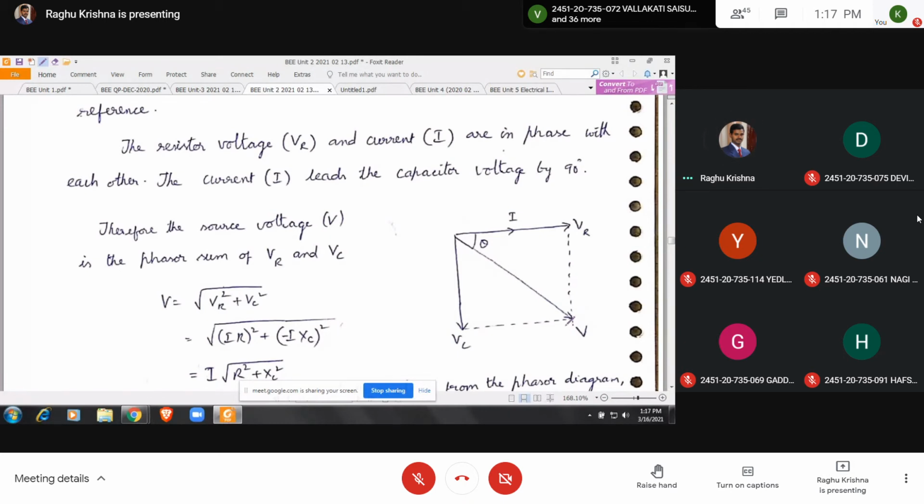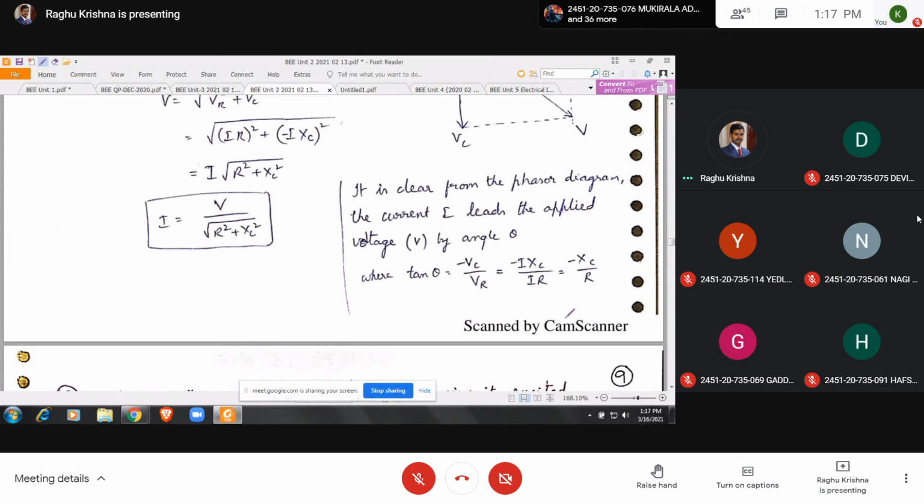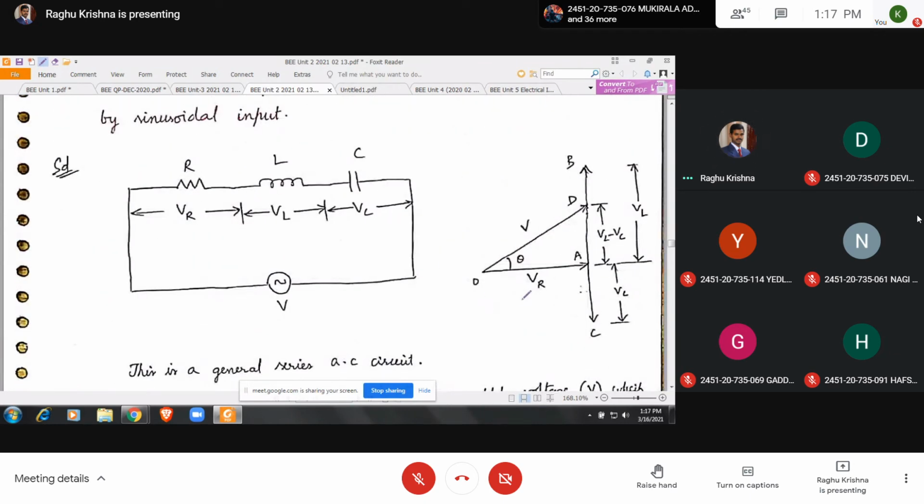Now, if you have RLC, then what happens? Suppose VL is greater than VC, then you are going to get the phasor diagram like this. Is it clear? Here I have taken VL minus VC. If VL minus VC is positive, you are going to get the supply voltage V like this in the positive direction. Suppose VL is less than VC, then VL minus VC is negative. In that case, you are going to get V like this.